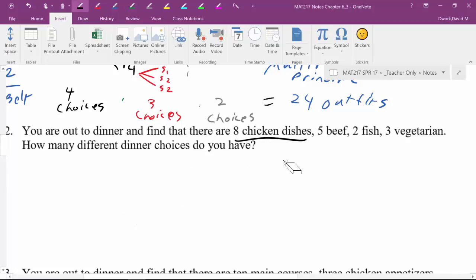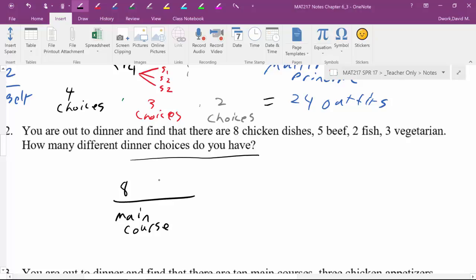So what you're supposed to realize here is that these are all main courses. And when we're talking about your selections for dinner, what we're really just saying is this is one decision. What main course are you going to have, right? We have one decision, just as what is our main course? And how do we figure that out? Well, I have 8 chickens to choose from, 5 beef, 2 fish, or 3 vegetarian. And all of those will go together to make my number of choices. So what, 8 plus 5 is 13, 15, 18. I have 18 different main courses to choose from.